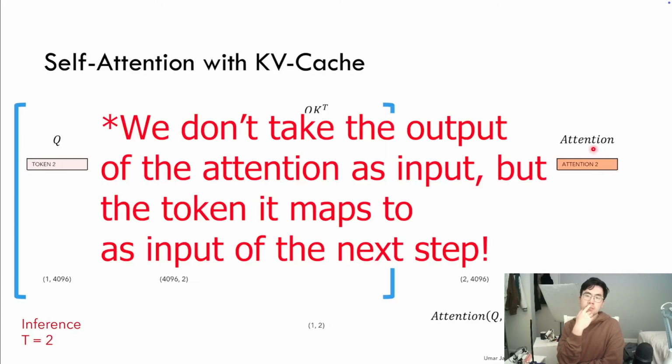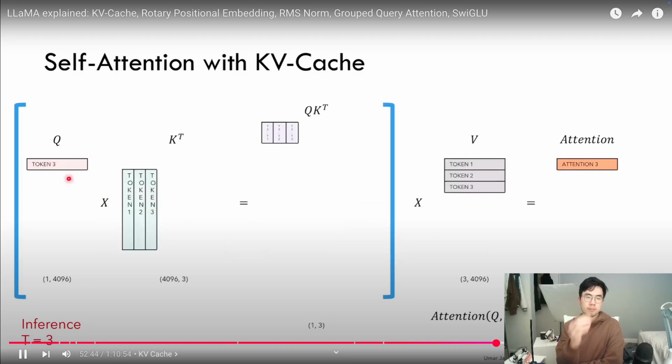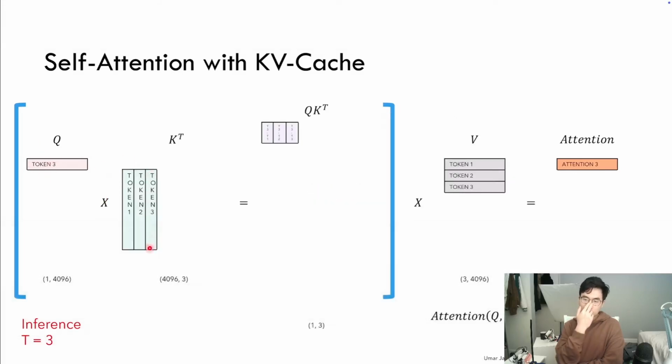And we do again. We take this attention 2, and this will become the input of the next inference step, so this token 3. We append it to the previously cached K matrix and also to the previously cached V matrix. This multiplication will produce an output matrix that we can see here. The multiplication of this output matrix with this V matrix will produce one token in the output, which is this one, and we know which token to select using this one.